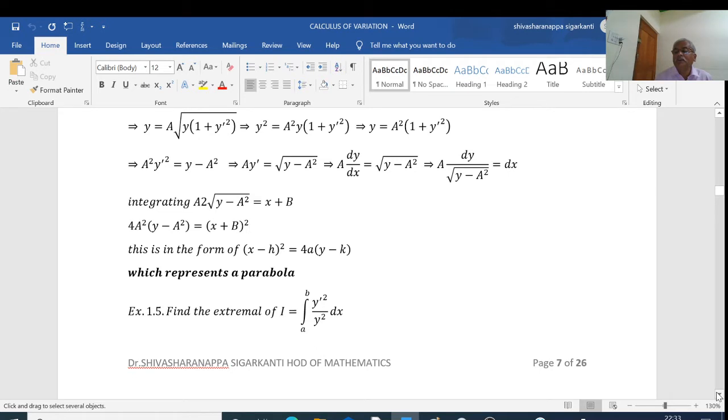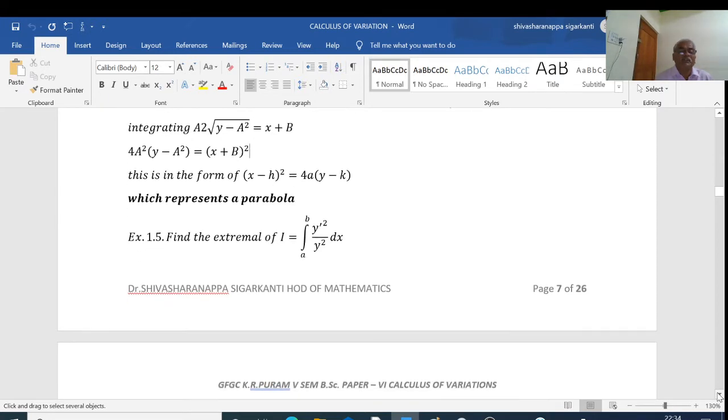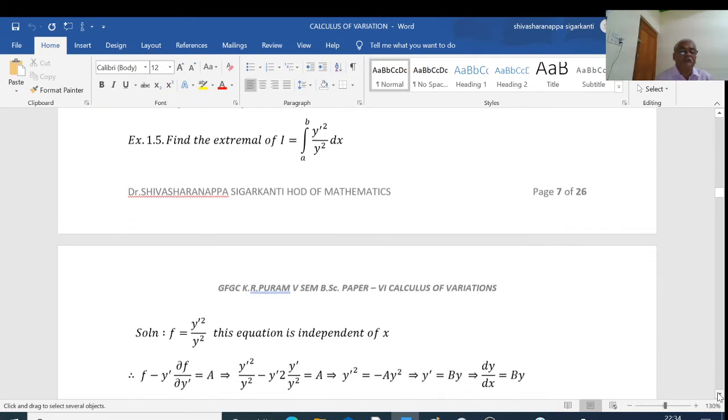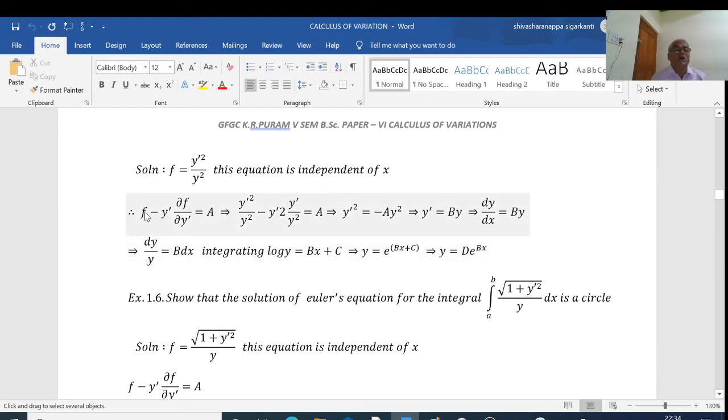Here, my f is y dash square divided by y square. Means there is no x term. This is independent of x. So my f is independent of x. If f is independent of x, then we have this equation, that is f minus y dash into dou f by dou y dash is equal to a.